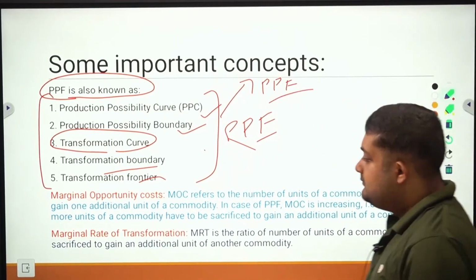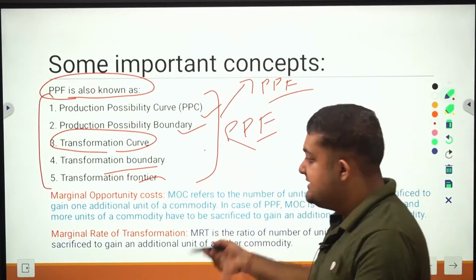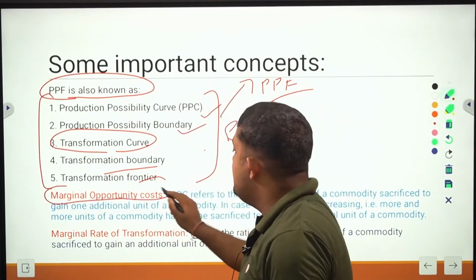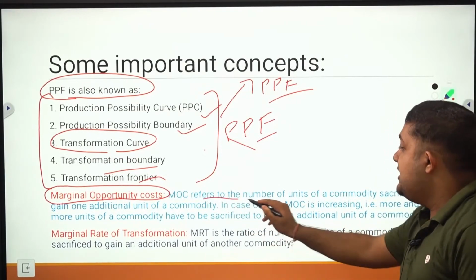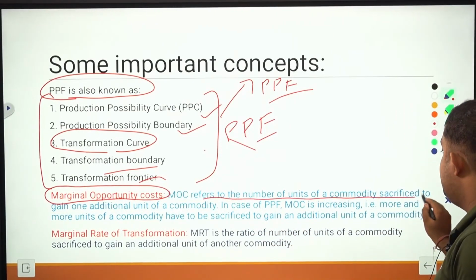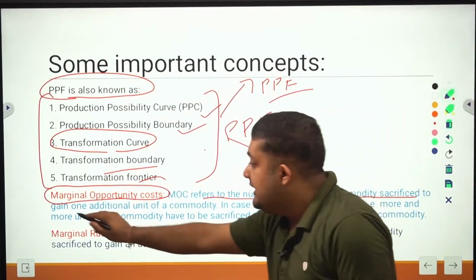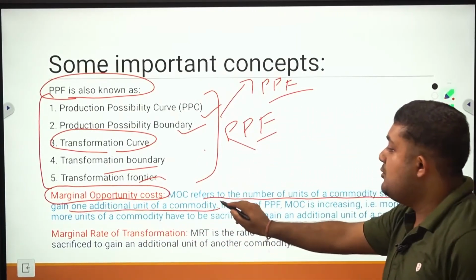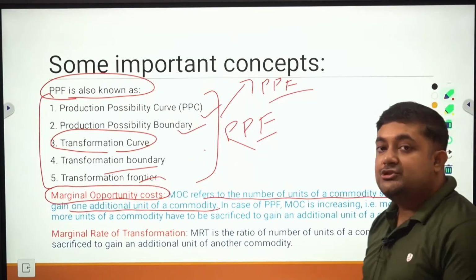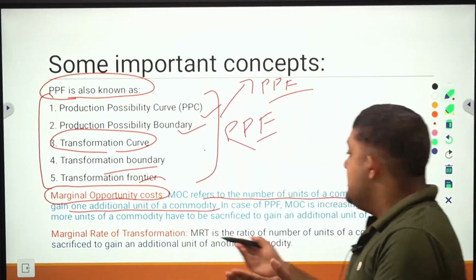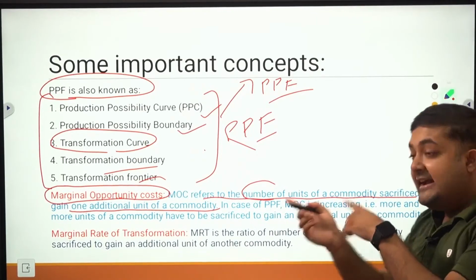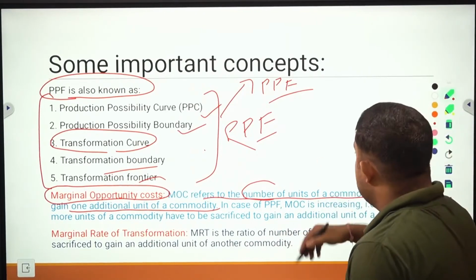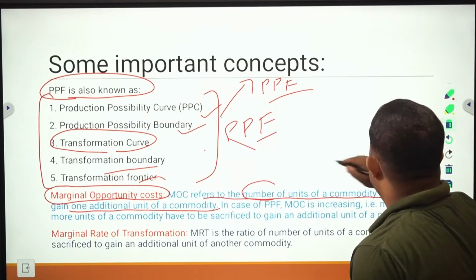Then in the last lecture we saw what marginal opportunity cost is. Marginal opportunity cost refers to the number of units of a commodity sacrificed to gain one additional unit of a commodity. Just suppose we have two commodities.